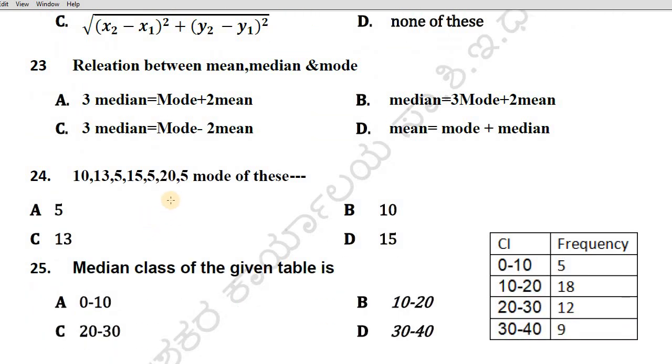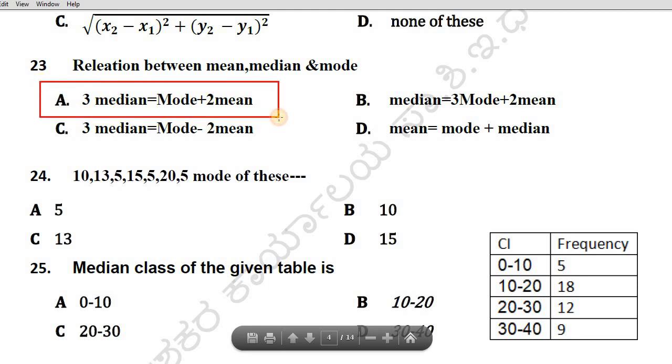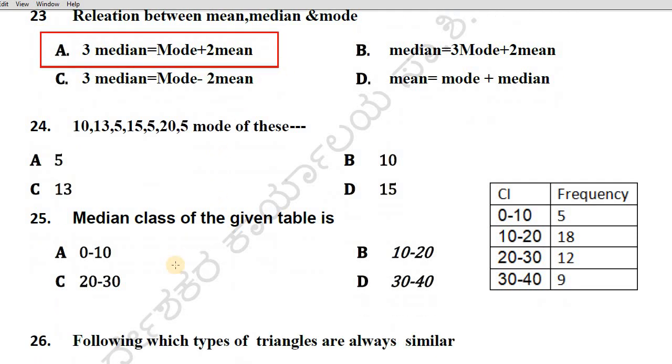So 23, relation between mean, median and mode. So definitely this year there will be problem on this formula, or formula they may ask. So here the right one is option A, 3 median is equals to mode plus 2 mean.